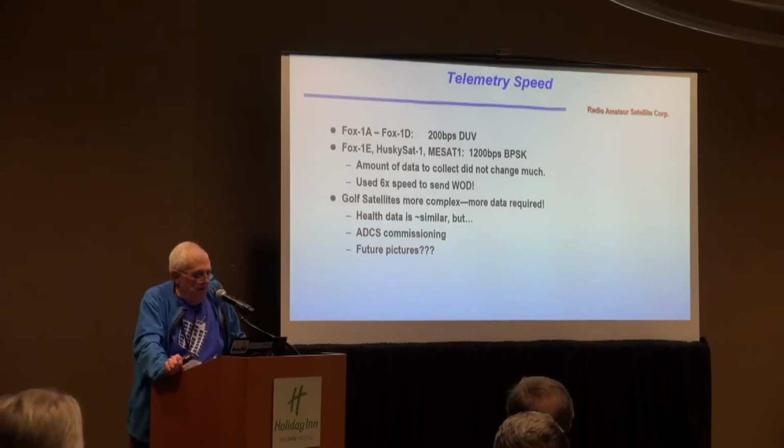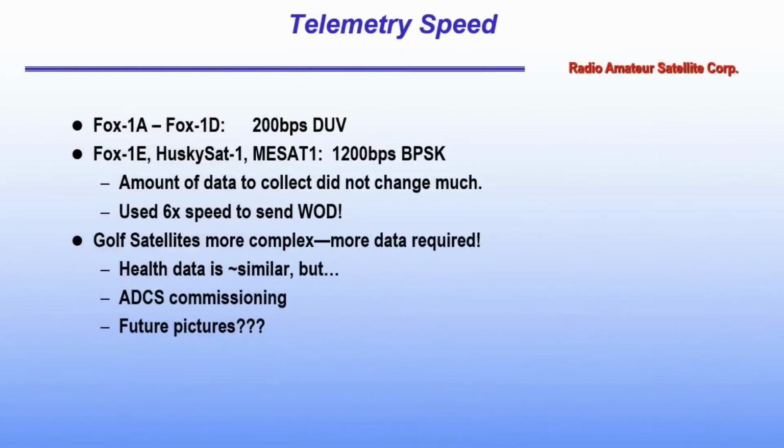So I think I said before, Fox 1A through D at either 100 or 200 bits per second, depending on which slide you look at, data under voice. Fox 1E, HuskySat, MESAT, and so on, anything that uses LTM, including Golf T and Fox Plus, is 1200 bits per second BPSK. And as I said earlier, the amount of data that we collected for these didn't change much, so that's what we used that extra speed for, was to send whole orbit data.